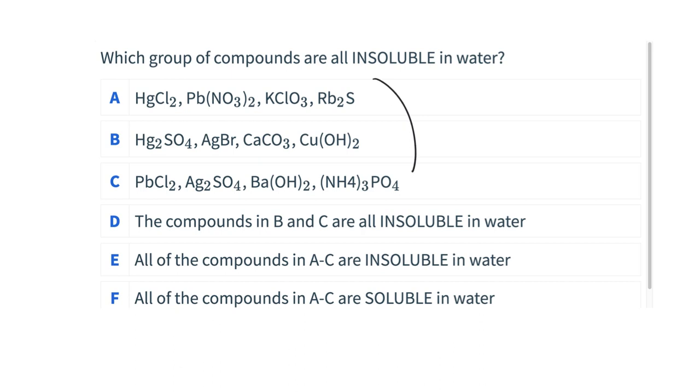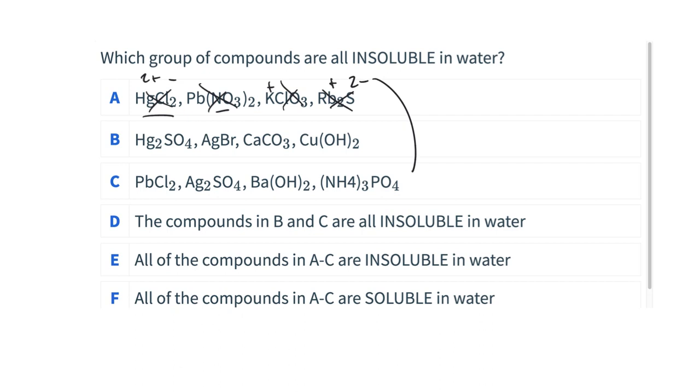All right, let's take a look here. So the first group of compounds, Hg2 plus, chloride minus, that's water soluble. That's not one of the exceptions. So this is soluble, not insoluble. Lead nitrate, all nitrates are soluble, so that's water soluble. Anything with K plus is soluble. Anything with an alkali cation, and also that's an exception listed for sulfide. So all 4 of the options in A are water soluble.